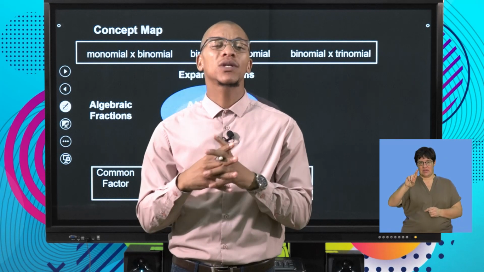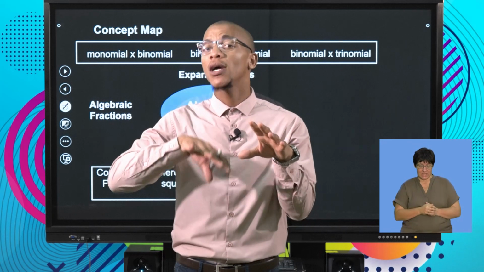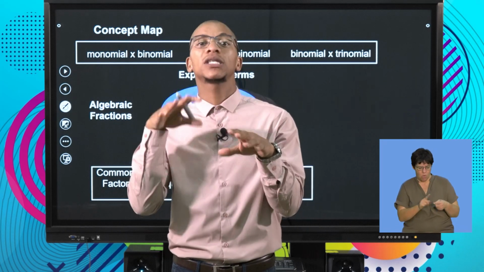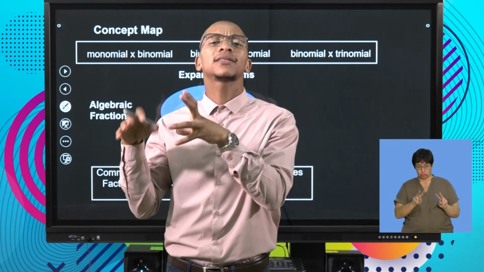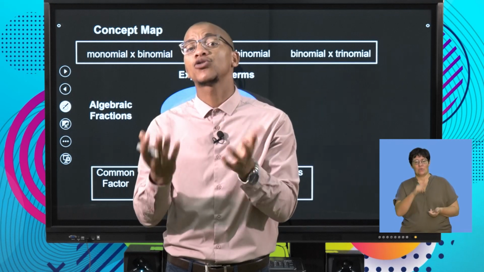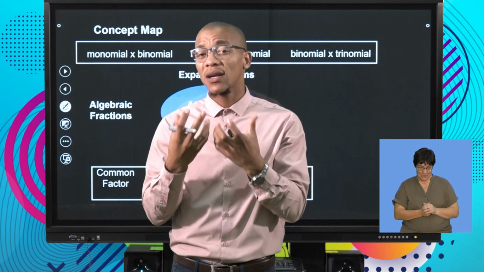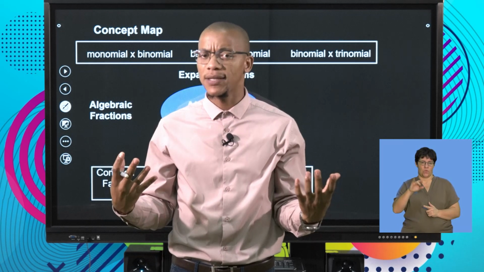So far we've looked at the concept of expanding using the distributive law, using FOIL, which has to do with when it's a binomial and a binomial, and then lastly, a binomial and a trinomial, where we're using the distributive law. Now we're going to look at the concept of factorization, right? Or factorizing, if you like.